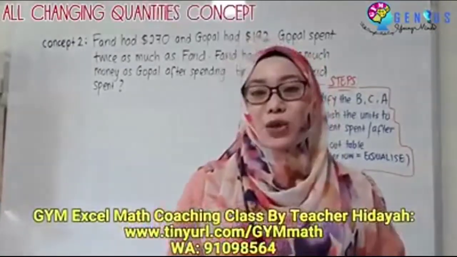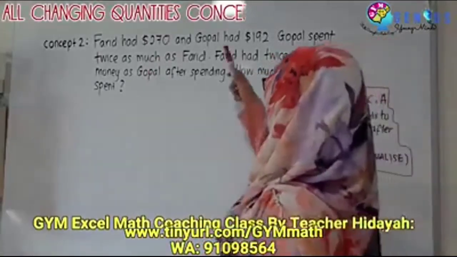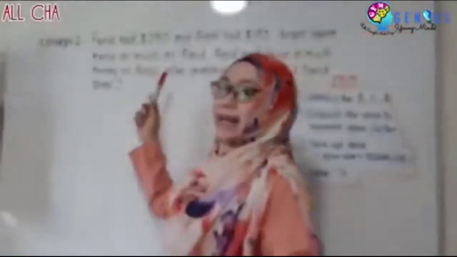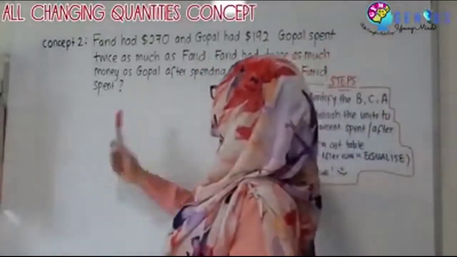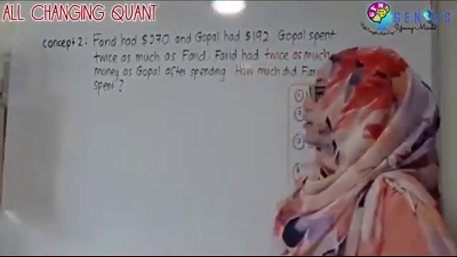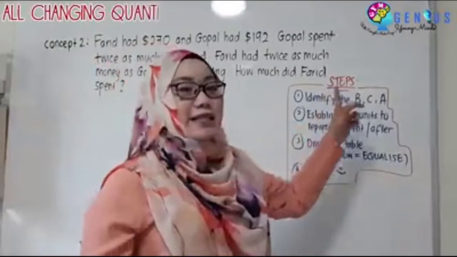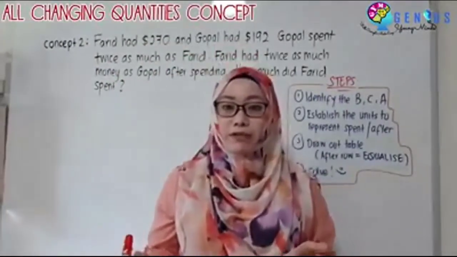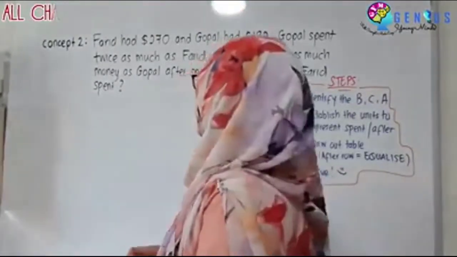Let's try out this question. Alright, let's read first. Farid had $270 and Gopal had $192. Gopal spent twice as much as Farid. Farid had twice as much money as Gopal after spending. How much did Farid spend? Alright, so the first step is to identify the BCA. So in the question, you will have to identify where is the before sentence, the change sentence, and the after sentence. Okay, so let's start.